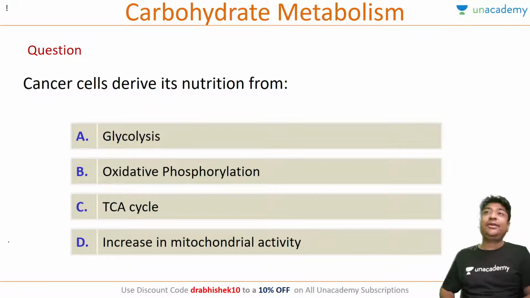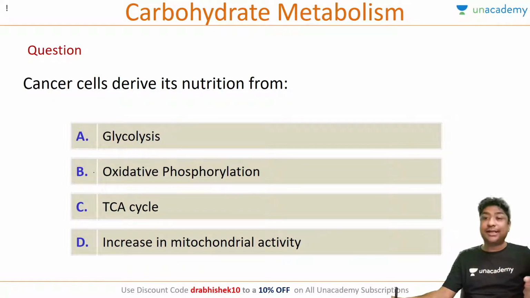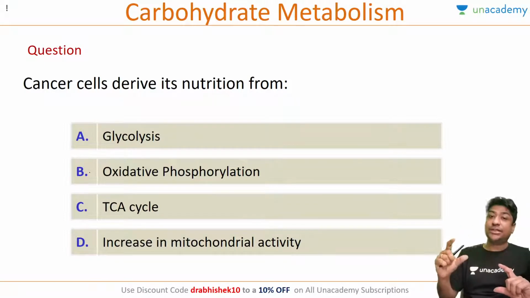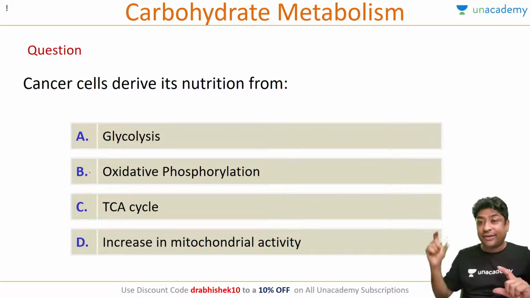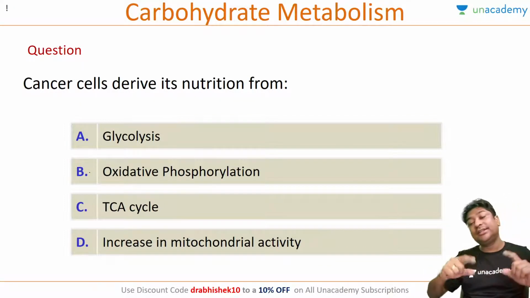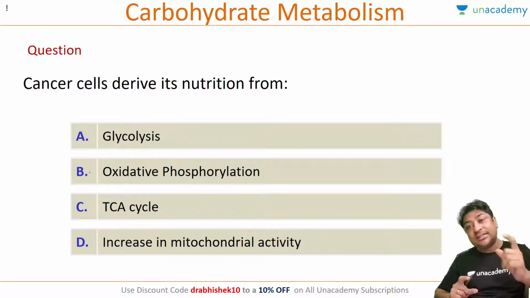Now, regulatory step and rate limiting step. Regulatory steps: some reactions like Krebs cycle do not have a single step which is the slowest step. There are 3 different reactions. All of them are irreversible, and all of them can increase or decrease, controlling the entire Krebs cycle. So that is the regulatory step.